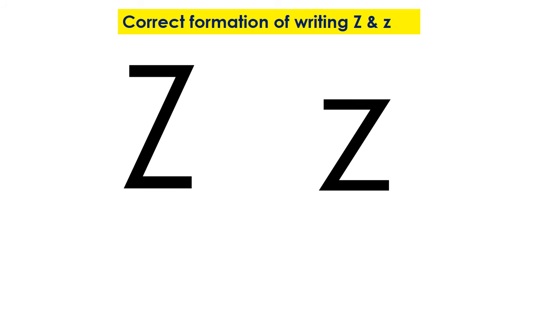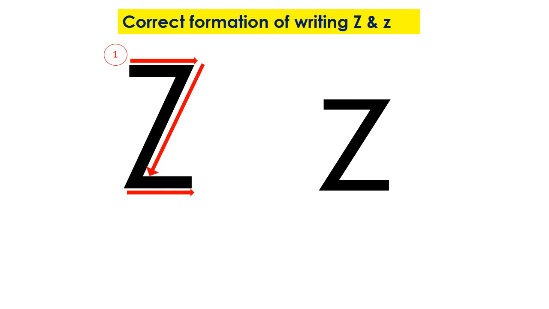Now, let's see the correct formation of writing capital Z and simple Z. First, we'll move on to capital Z. Start from the top and draw a sleeping line towards the right and then make a slanting line down towards the left, reaching the bottom. Now again draw a sleeping line from the bottom towards the right.